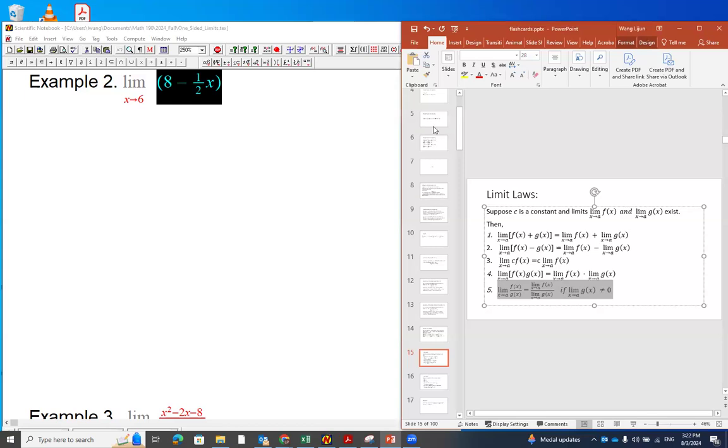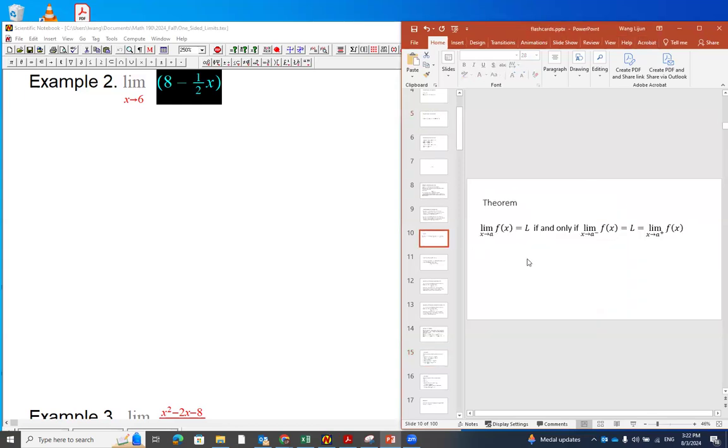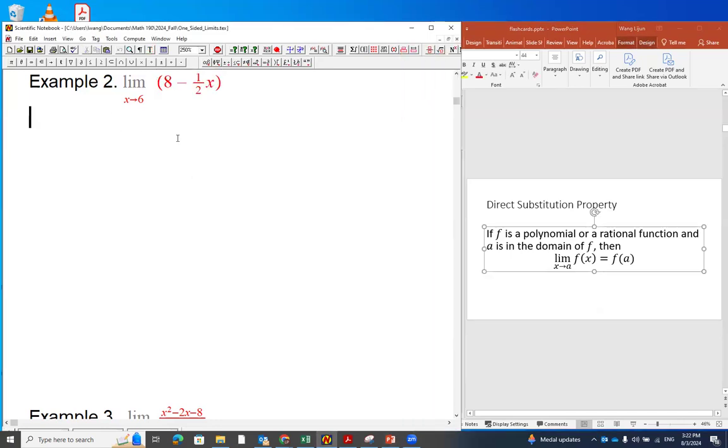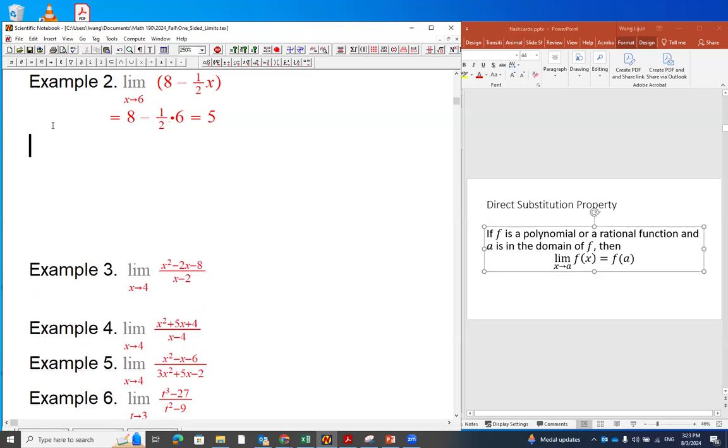Right? So we can use direct substitution. To show our work, all we have to do is directly substitute 6 into the function and calculate. Then you can see the limit sign being dropped, and in the end, we get 5. That's all you need to do. Direct substitution.